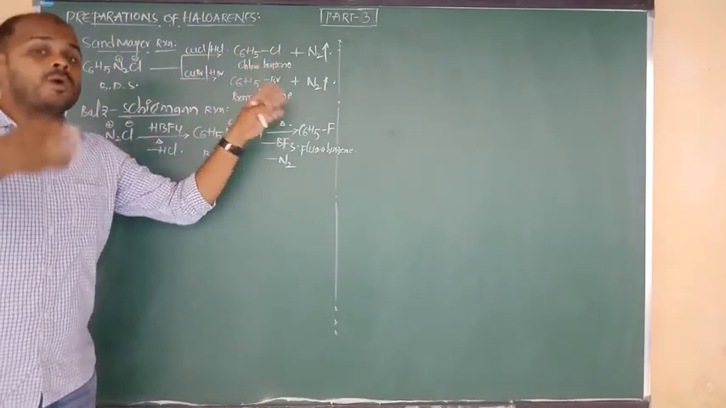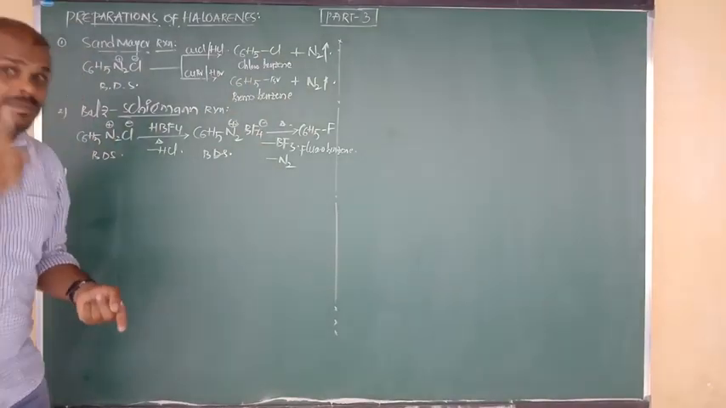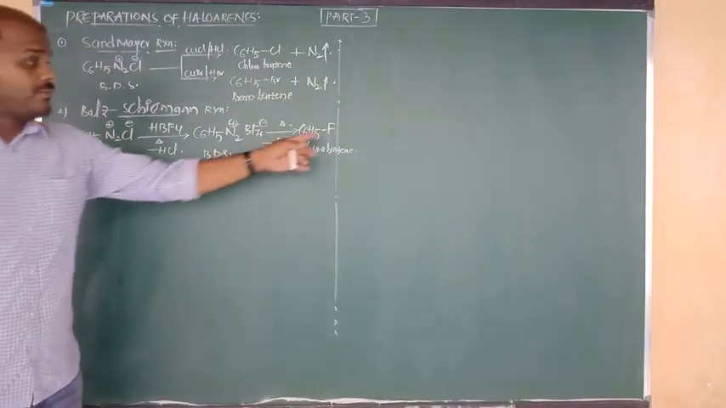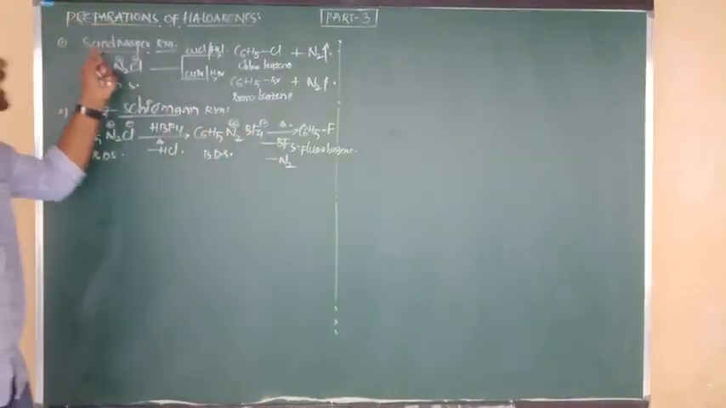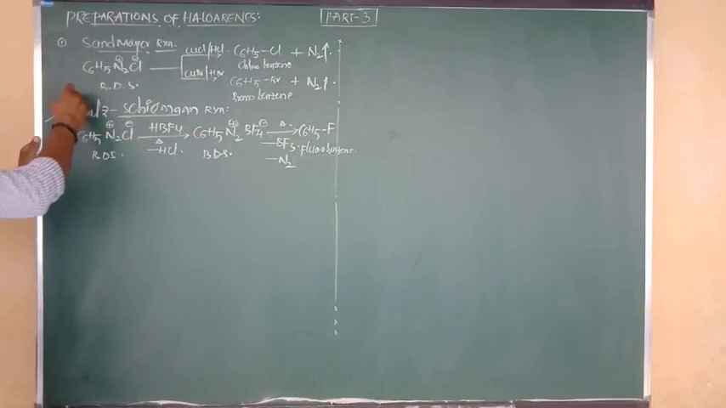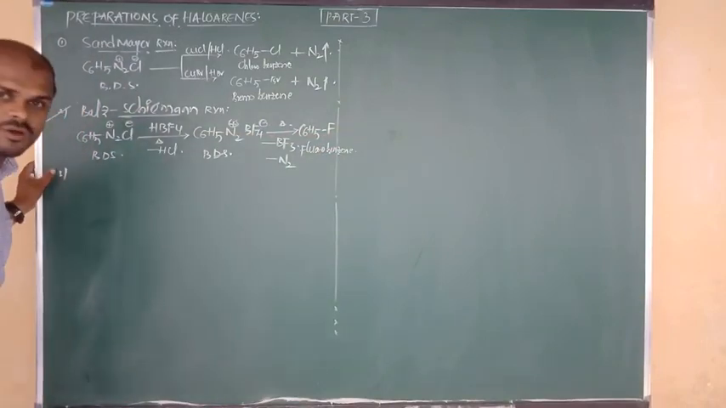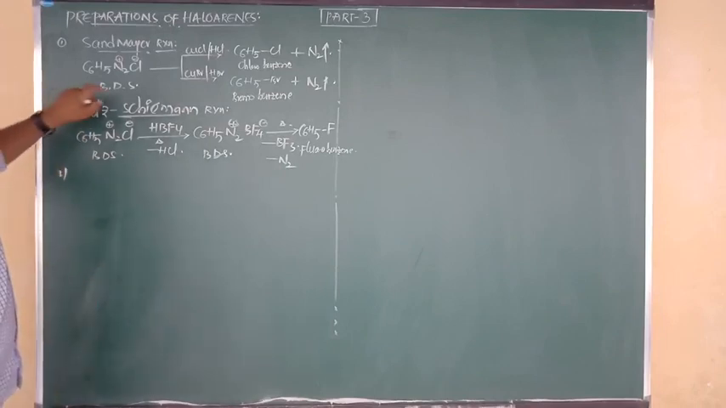Only chloro and bromobenzenes are prepared from Sandmeyer reaction. And you should remember, they will ask you the question: fluorobenzene and iodobenzene cannot be prepared by Sandmeyer reaction. Fluorobenzene we can prepare by Balz-Schiemann reaction. And let us go for iodobenzene. How to prepare iodobenzene from BDS?